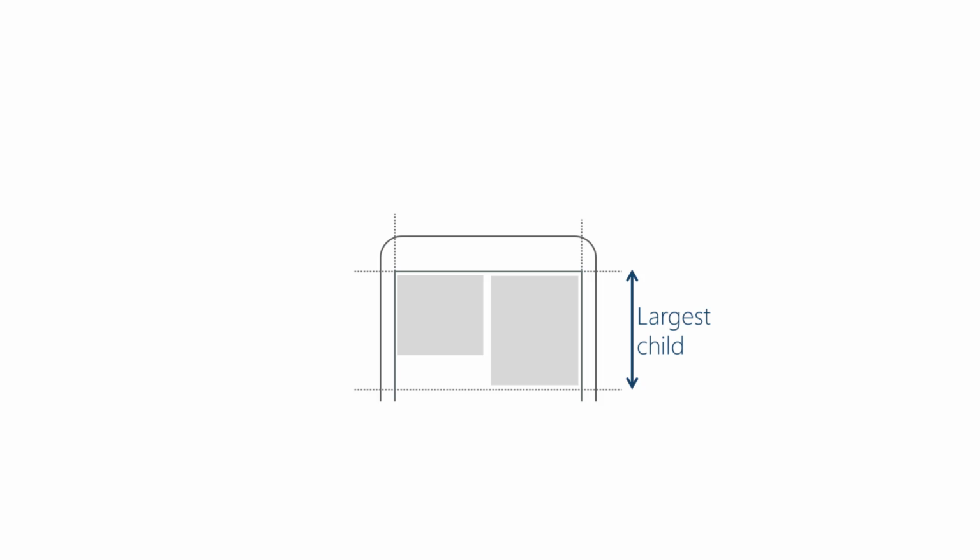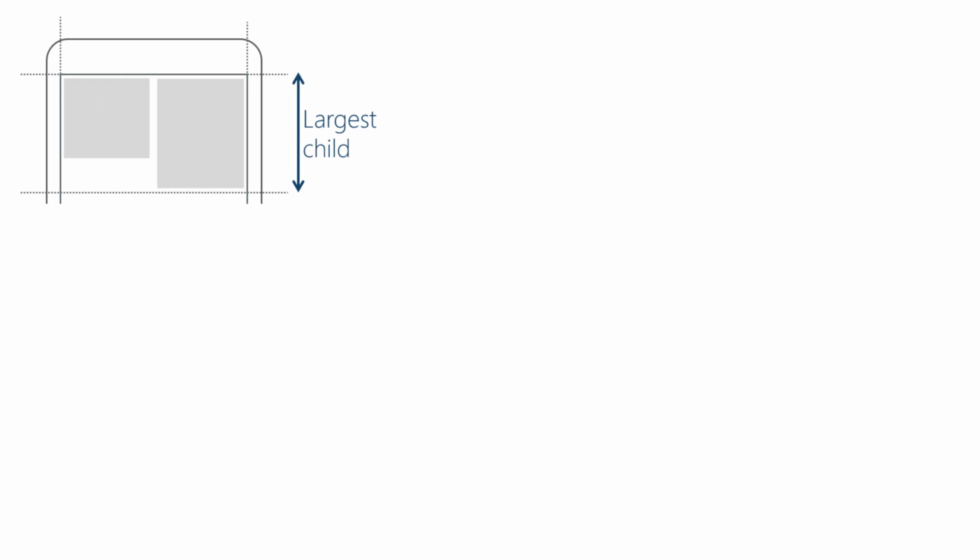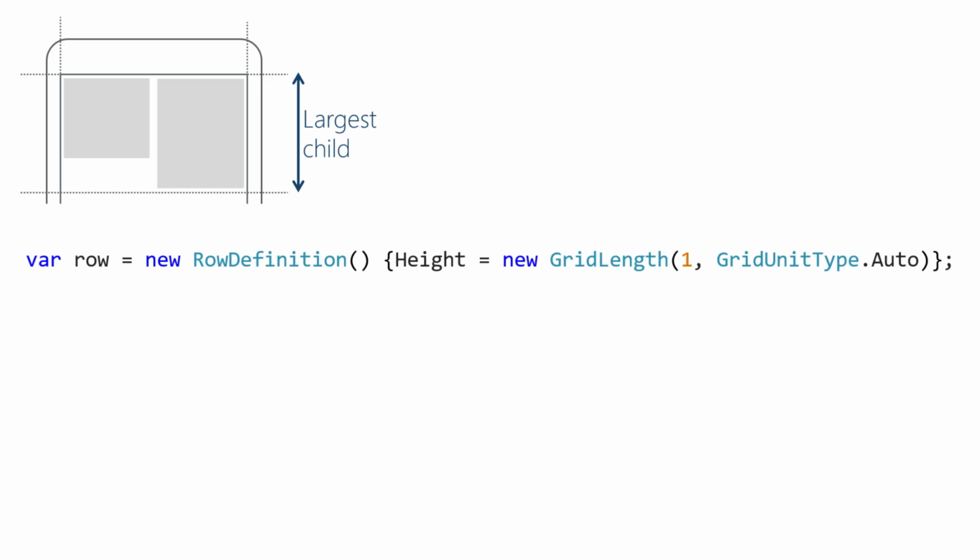This means the grid will scan all the children in that row or column, select the largest, and make the size exactly big enough to fit that view. If you're creating this in code, you use the grid unit type of auto. The numeric value you supply is ignored, and you should set it to 1, as we show here. In XAML, you simply use auto as the row height or the column width.